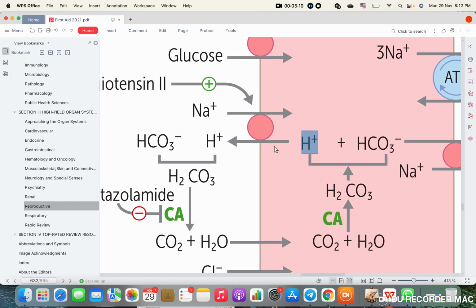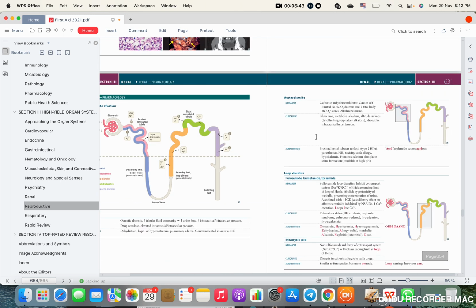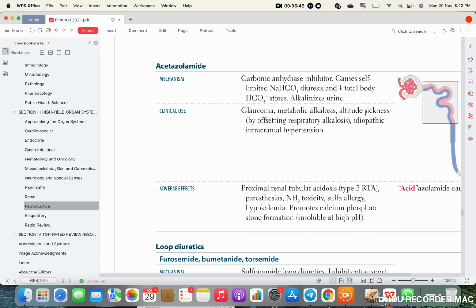So if it's not working, will you get sodium in the lumen or in the cell? In the lumen. Yes, exactly. It will go in the lumen. And that will lead to sodium and bicarbonate release into the urine. Okay? So let's take a look here. Carbonic anhydrase inhibitor causes self-limited sodium bicarbonate diuresis and decreased total body bicarb stores. Okay? And it alkalinizes your urine.